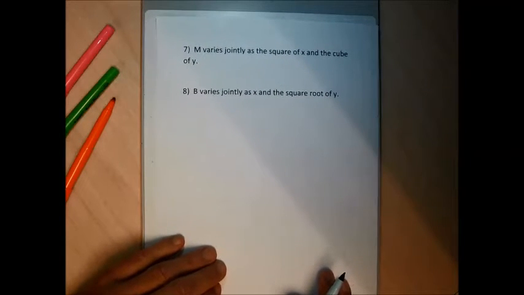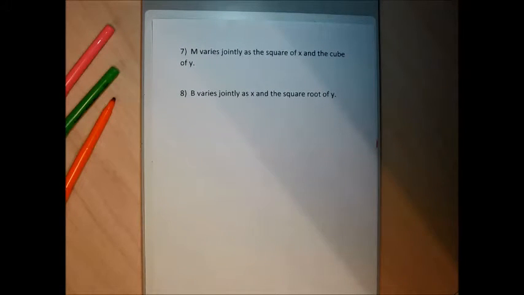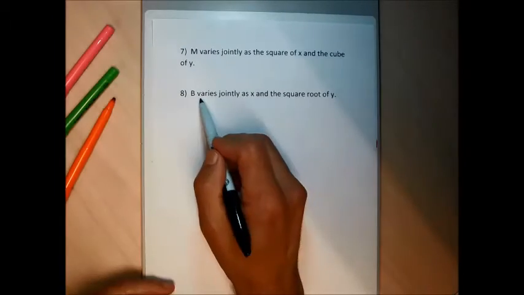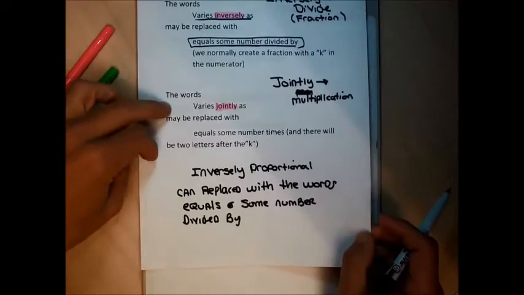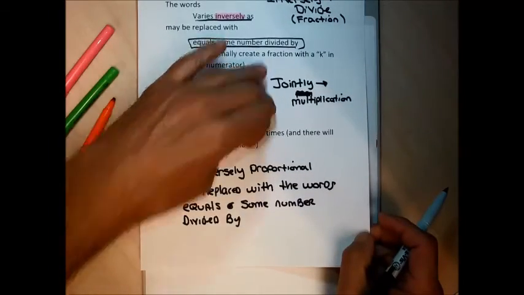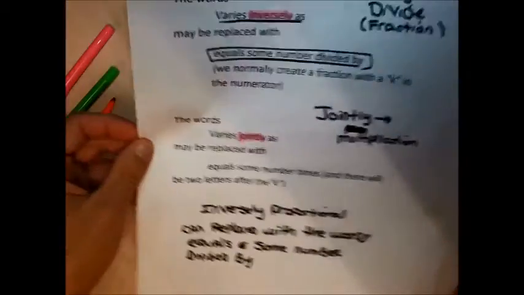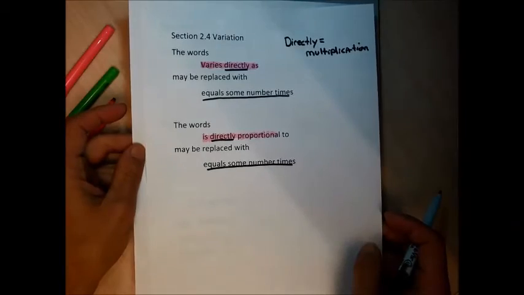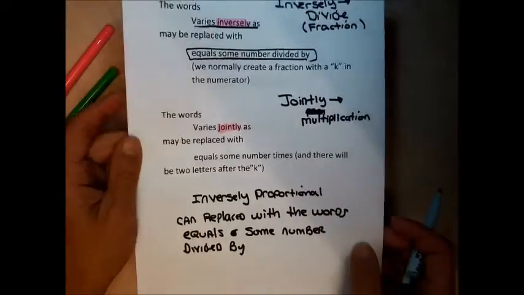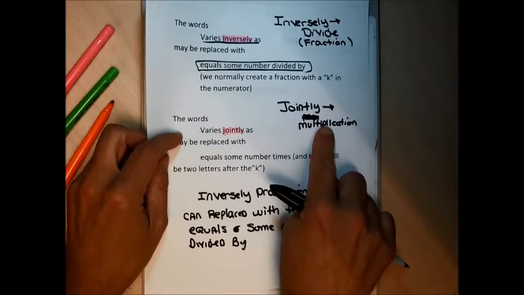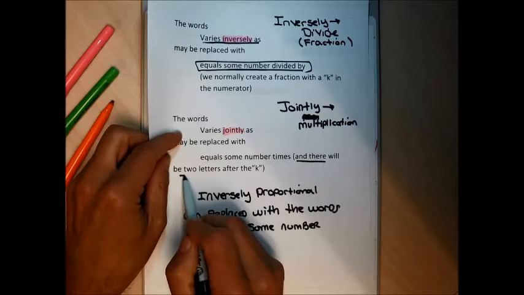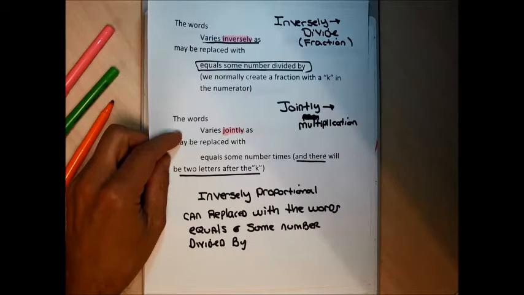Problems 7 and 8 have the last kind of operation that we have to worry about, the varies jointly as. And varies jointly as, I think, multiplication. The reason jointly and directly are separated is because in directly, the multiplication, you only have one letter after the k, and in jointly, it's a multiplication problem, and there's going to be, instead of one letter after the k, two letters after the k. So both directly and jointly mean multiplication, but in the word jointly, there's going to be two letters after the k.